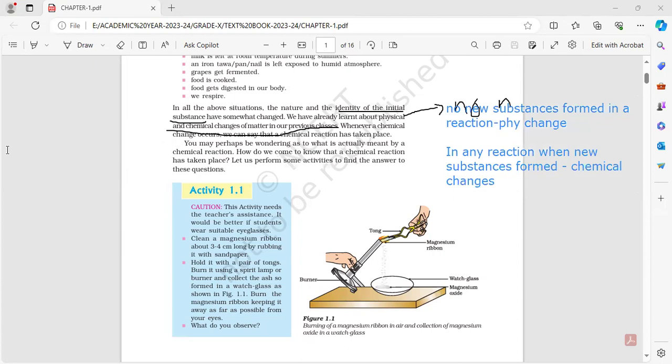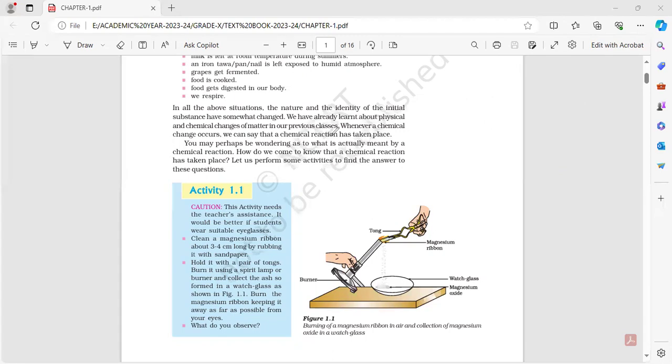I hope you understood, right? Fine. Now, next one: whenever a chemical change occurs, we can say that a chemical reaction has taken place. What happened when grapes got fermented? The color changes, the taste changes. When milk is exposed in summer, the taste changes. All these are examples of chemical changes, and we may say that a chemical reaction has taken place. Because of that chemical reaction only, we could see all the changes in these examples.